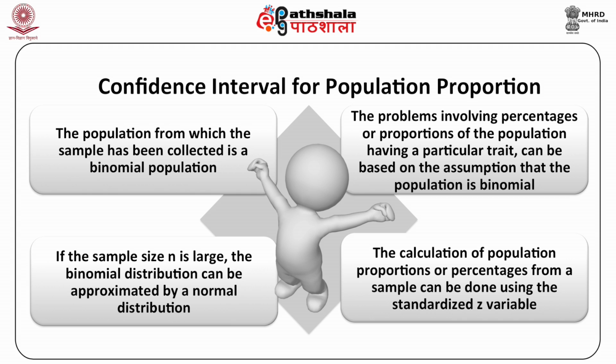Sometimes we can assume that the population from which the sample has been collected is a binomial population. That is to say that the problems involving percentages or proportions of the population having a particular trait can be based on the assumption that the population is binomial. If the sample size n is large, the binomial distribution can be approximated by a normal distribution. Hence, the calculation of population proportions or percentage from a sample can be done using the standardized z variable.